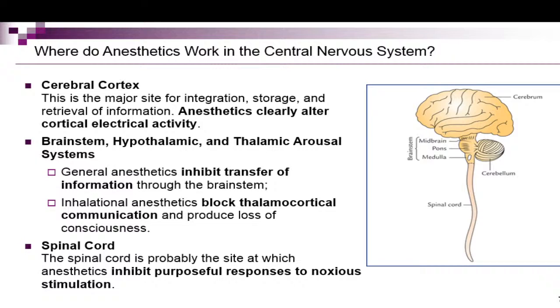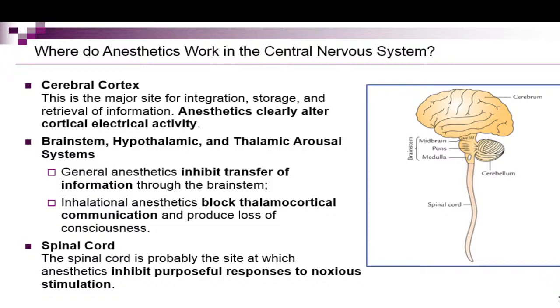Second parts, brainstem. Next parts, brainstem, hypothalamic and thalamic arousal systems. What do anesthetics do in these parts? Anesthetics inhibit transfer of information through the brainstem. All ascending information passes through the brainstem. Inhalational anesthetics block thalamocortical communication and produce loss of consciousness.